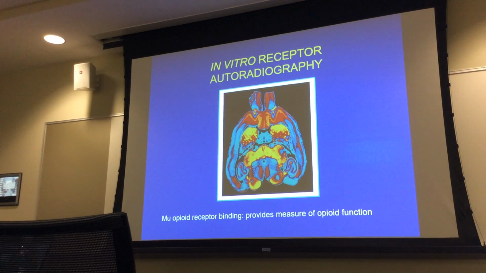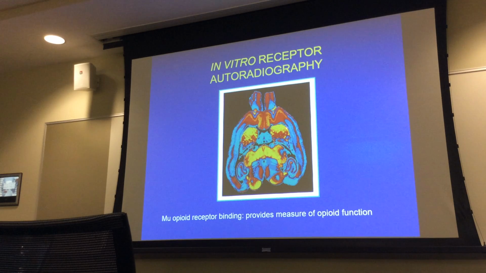So this is what autoradiography looks like. This is for opiate receptors. This is mu opioid receptors. So this is the opioid receptor type that binds to morphine and codeine and heroin, most of the drugs that are used for pain in the clinic. This is kind of a false color image. The brighter the color, the more binding you get. So red and yellow is high binding, and blue is very low binding.